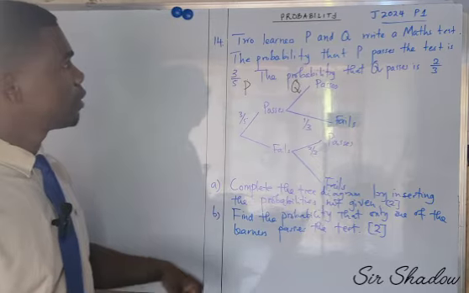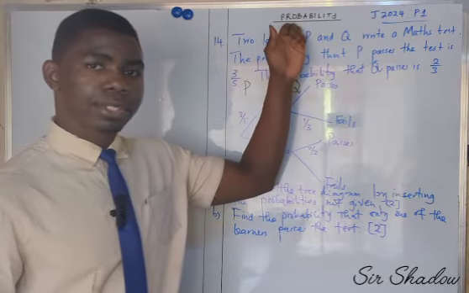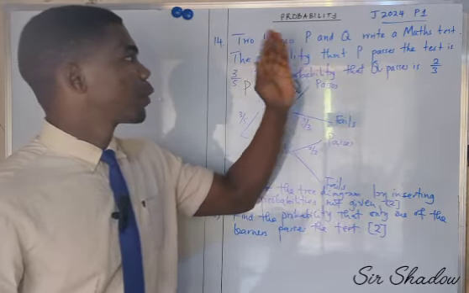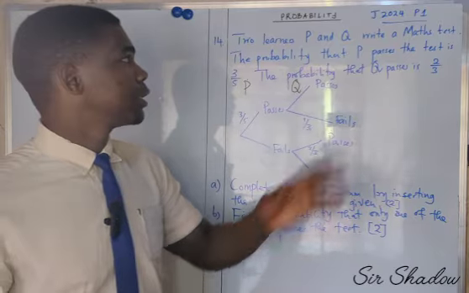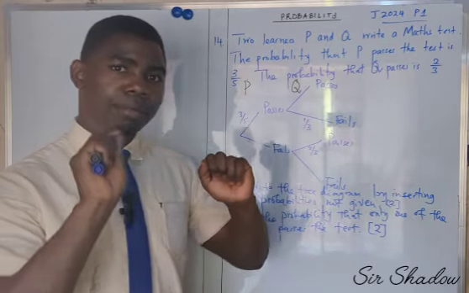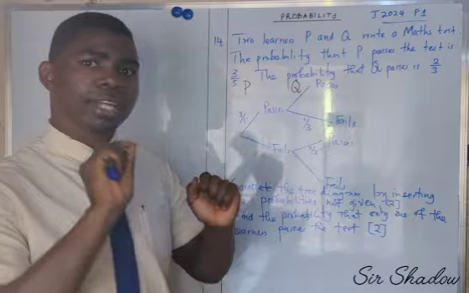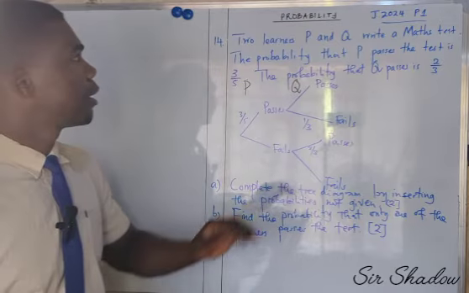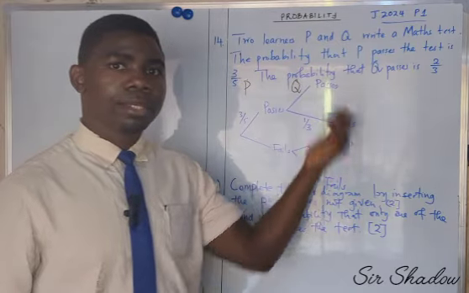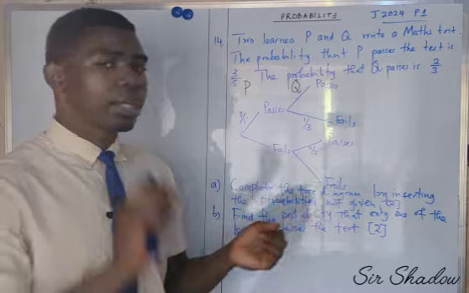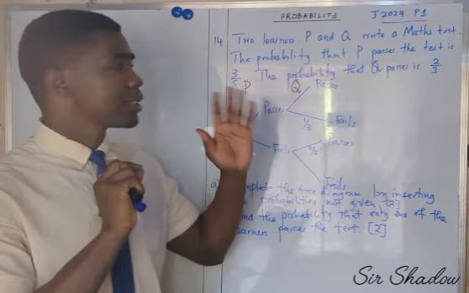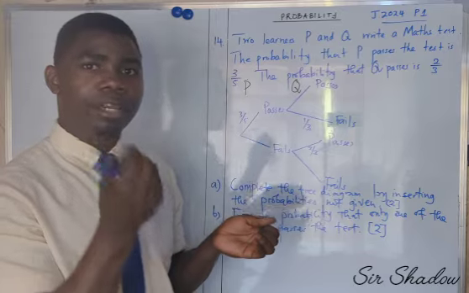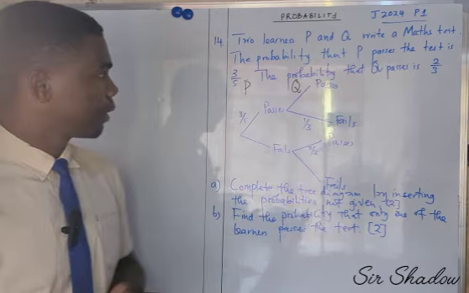Right, we are given a question on probability. So the first thing is to know how you basically define probability. Probability is defined as the likelihood that an event might occur. Probability is just the likelihood that an event might occur or not occur.